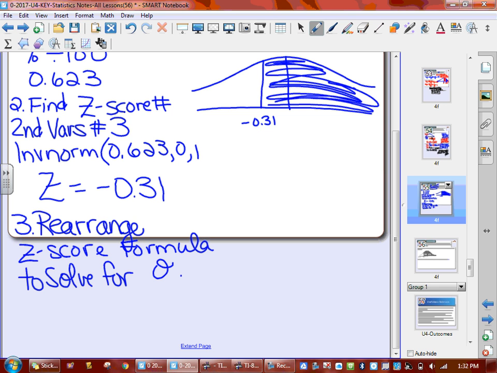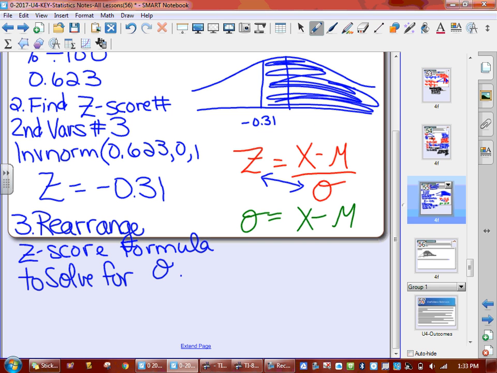So in the z-score formula, it looks like this: z equals x minus mean divided by standard deviation. These two literally switch places. So standard deviation is equal to x minus mean divided by z-score. And that's what we're going to do. We're going to use the standard deviation formula. So that's our point right now where we've got to plug the numbers in where they go.